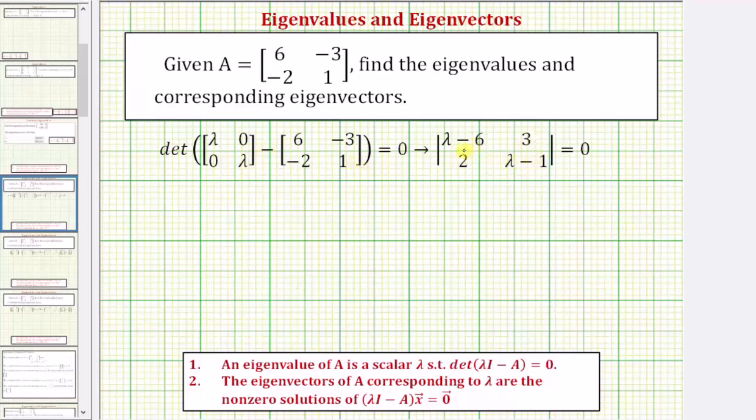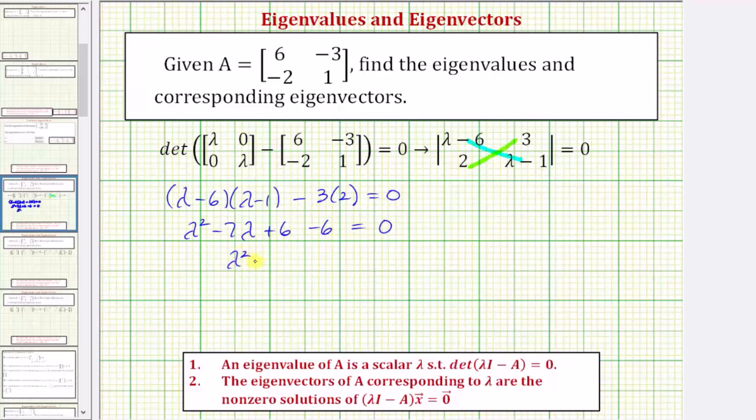So the next step is to find the value of the determinant, which is this product minus this product, which again must equal 0. So we have the quantity lambda minus 6 times the quantity lambda minus 1, minus 3 times 2, must equal 0. Let's go ahead and multiply this out. We have lambda squared minus 1 lambda minus 6 lambda, that's minus 7 lambda, plus 6 minus 6 equals 0. So simplifying, we have lambda squared minus 7 lambda equals 0.